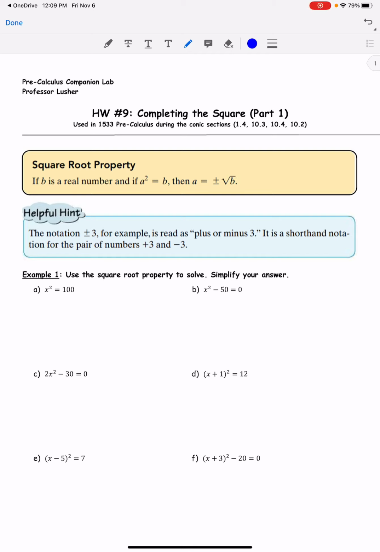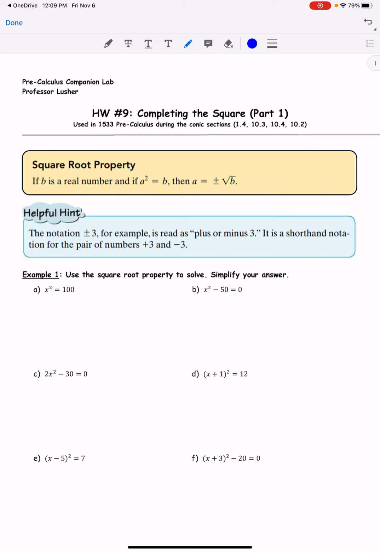This is going to be the first part of completing the square. I'm actually really excited about teaching this because I've never taught it before. So let's jump right in. You're going to need this in your pre-calculus class during your conic sections. Whenever you are graphing circles, ellipses, hyperbolas, and parabolas, you're going to need completing the square.